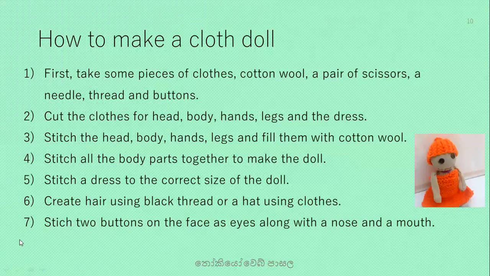And then the seventh, or the last step, is stitch. I think here I have made a spelling mistake. It should be STITCH. Stitch 2 buttons on the face as eyes, along with a nose and a mouth. So the doll should have eyes, nose, and mouth. So we are going to stitch them as well, right?